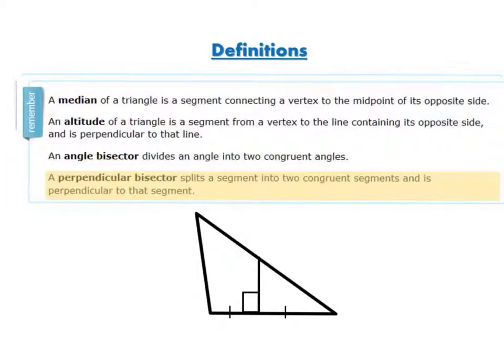And the final definition is perpendicular bisector. It splits a segment into two congruent segments, and it is perpendicular to that segment. Notice it doesn't have to start at a vertex, but it splits this segment. Those are two congruent segments, and it splits it at a right angle. Make sure you draw these examples in your notebook so you can refer back to them when you do your assignment. Now let's take a look at some examples.